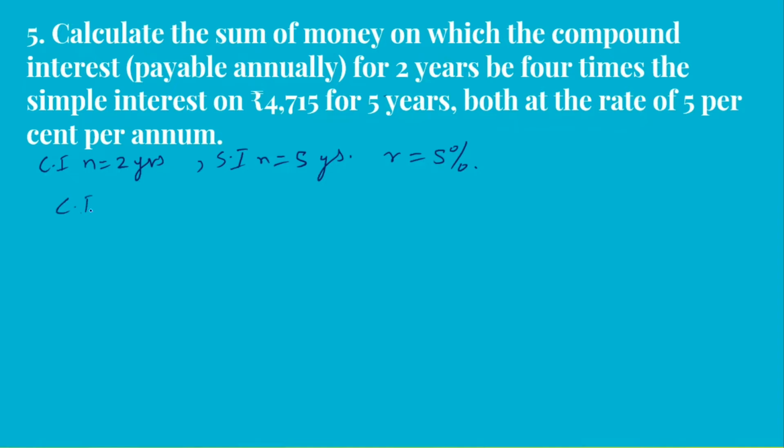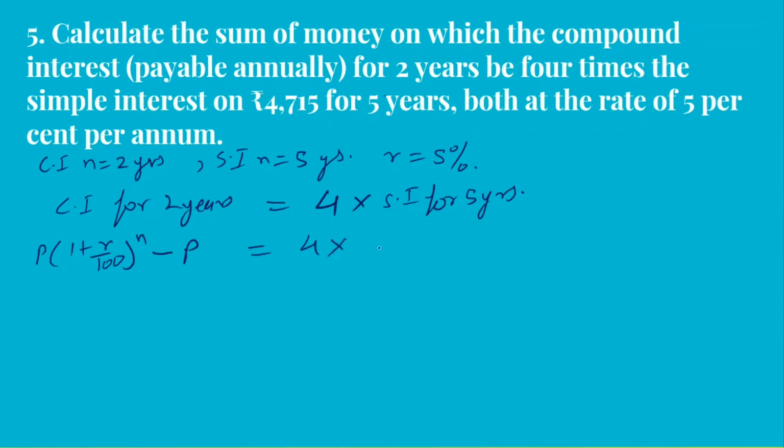So compound interest for 2 years is equal to 4 times the simple interest for 5 years. So this is important. Compound interest for 2 years is P(1 + R/100)^N minus P, which is equal to 4 multiplied by simple interest for 5 years. So simple interest on principal is given as 4,715. This is the principal for simple interest, and it is for 5 years at rate of interest 5% per annum.